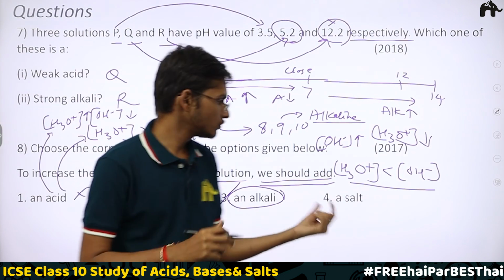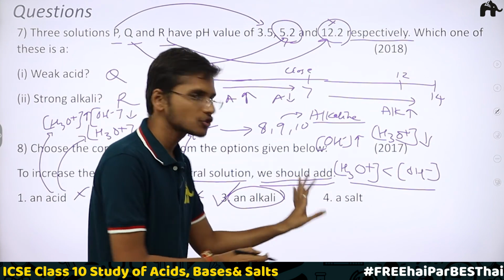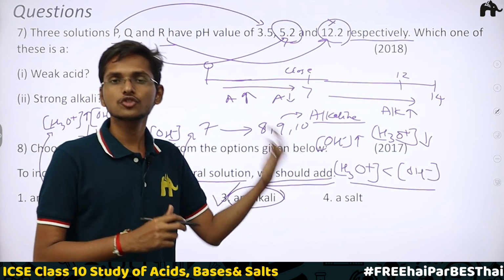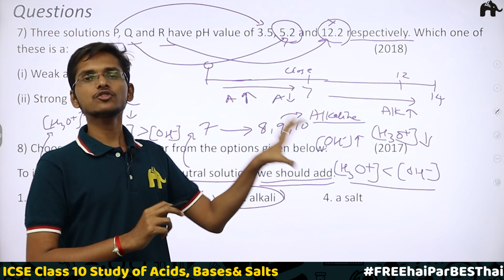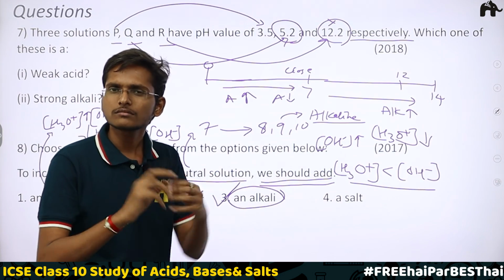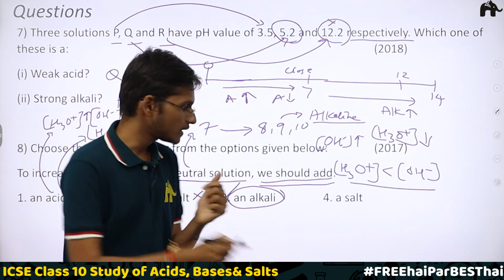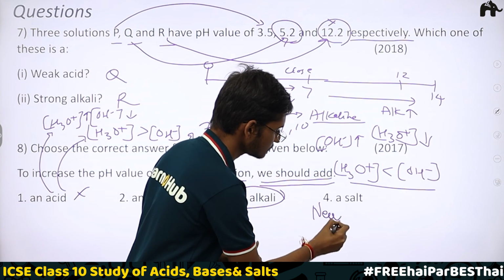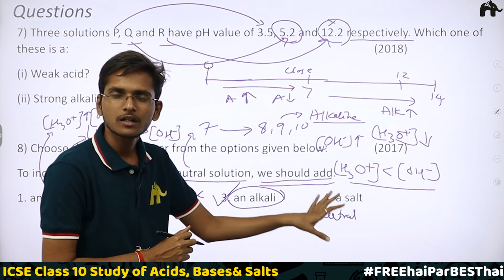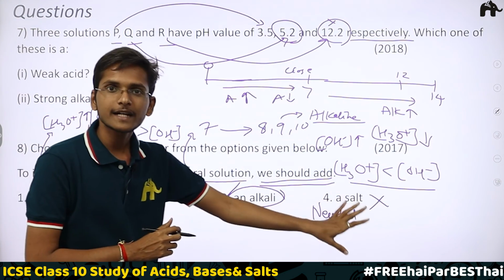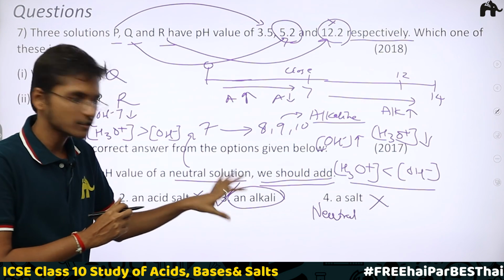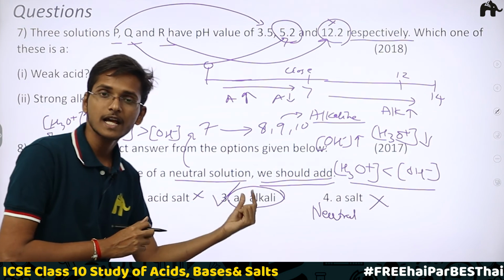Why no need to worry about the last option, a salt? Because we have only studied the salt which is made up of a strong acid and a strong base, right? And when we added that salt in water, the solution remained neutral. So does it make the solution alkaline? No. So this cannot be our right answer. That's why I told you that our right answer is an alkali.